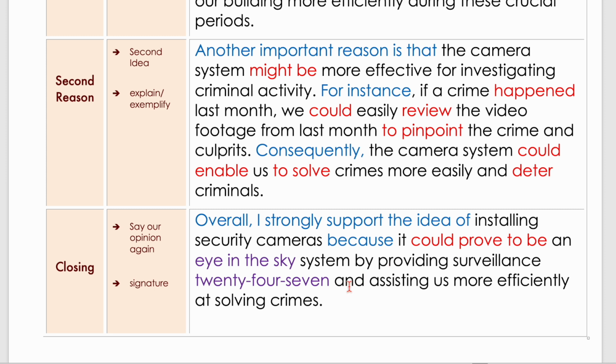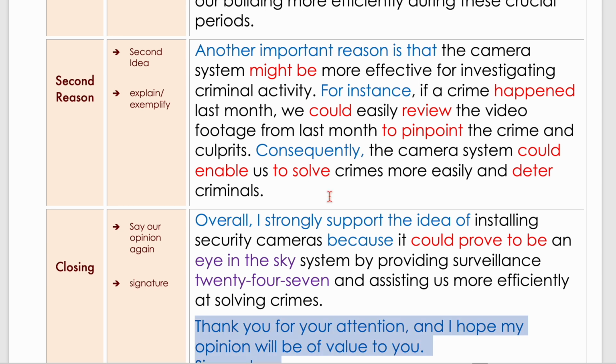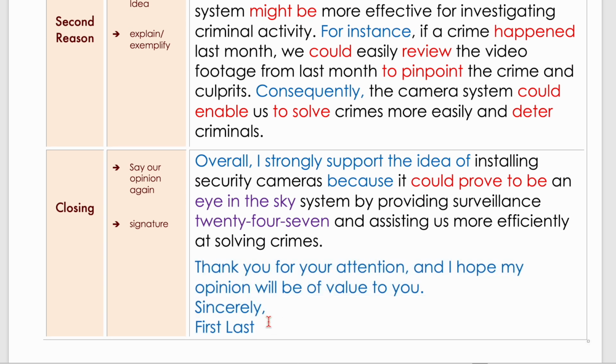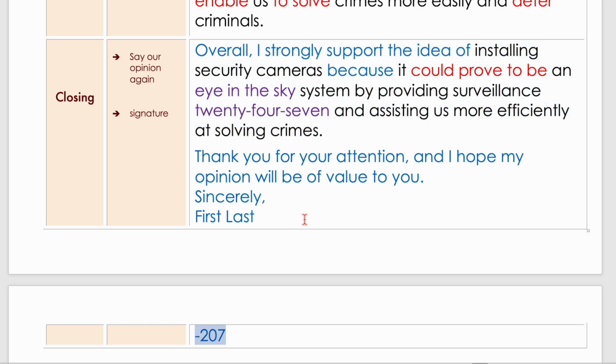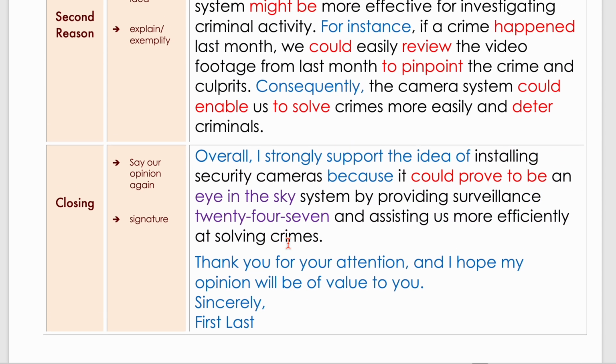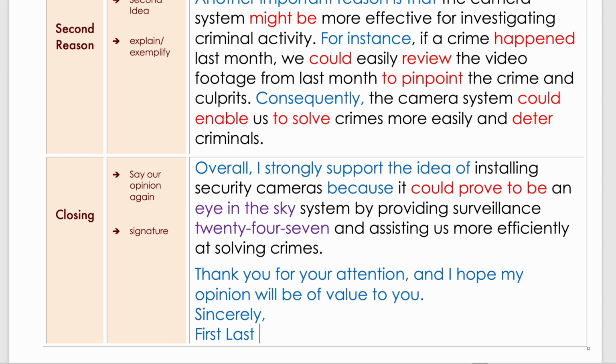So, strong closing, and now just a final sentence. We still should get that final sentence in there. "Thank you for your attention, and I hope my opinion will be of value to you." I think up to here, maybe we had about 180, 190. And I think about up to here, we should have 207. There you go. 207 words. Okay.